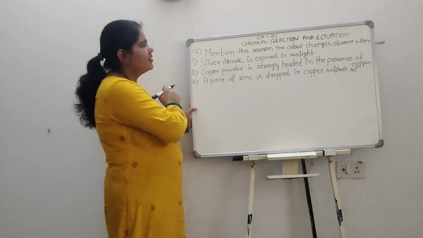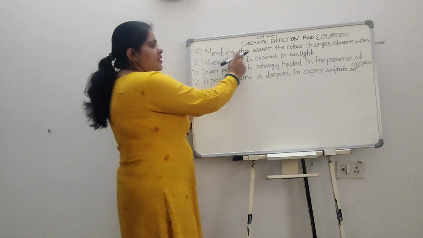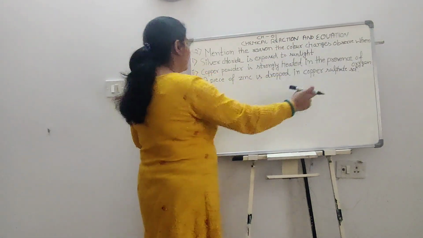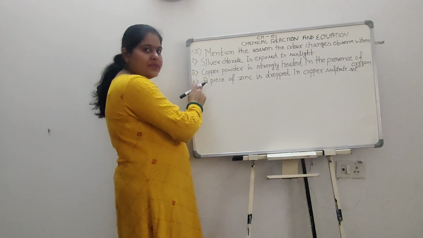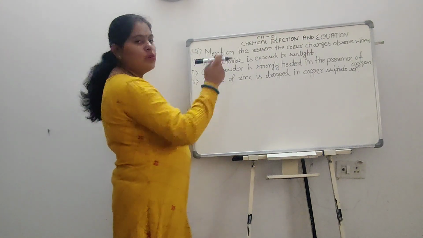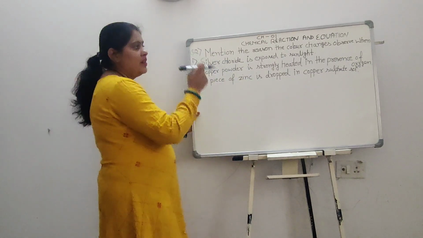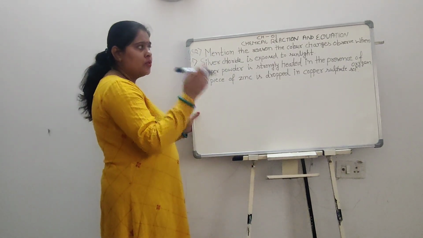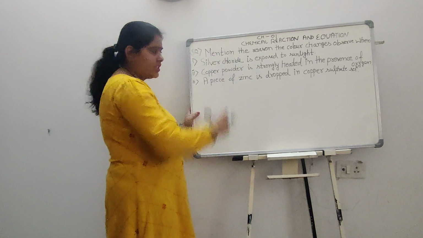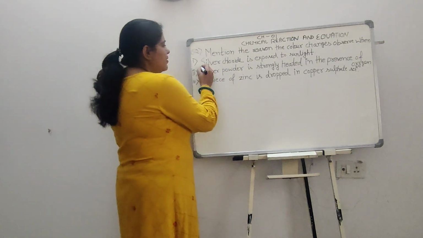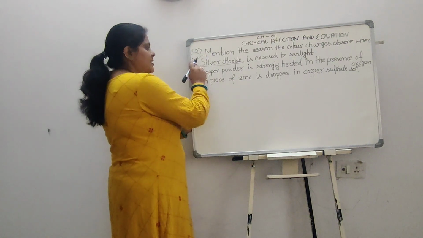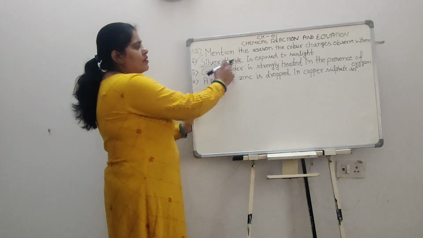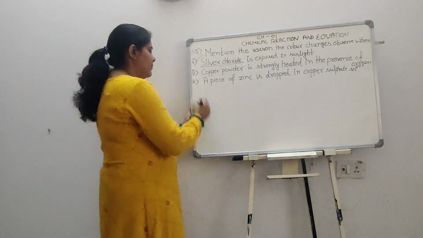Question number 2 is: mention the reason for the color change observed when, three statements are given to you. You have to mention the reason why the color change is observed when these reactions take place. First is, silver chloride is exposed to sunlight. Firstly, I am explaining this statement.